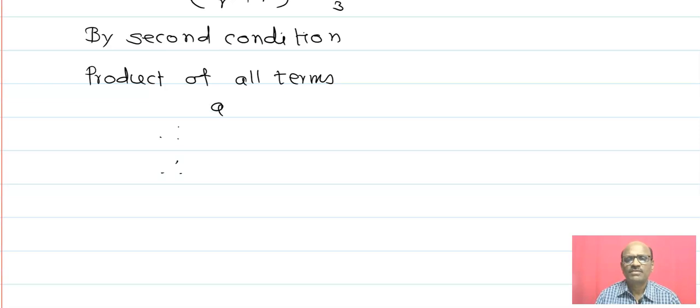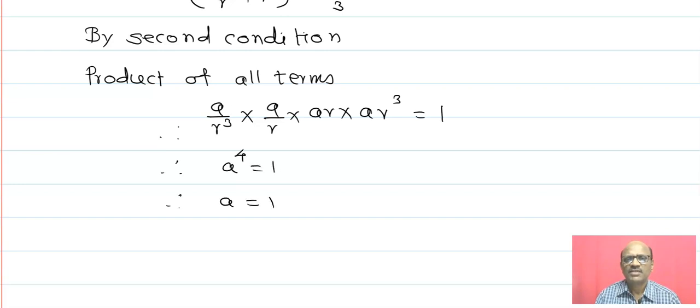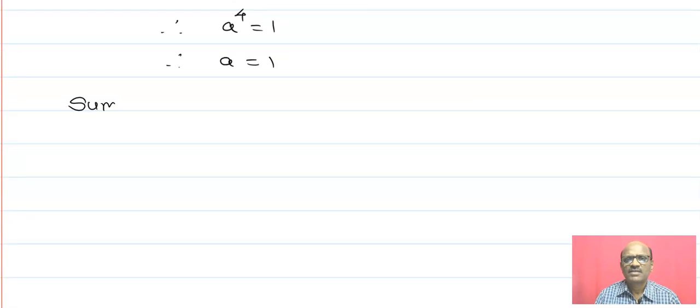Product of all terms, that is a upon r cube into a upon r, ar into ar cubed is equal to 1. Therefore, a raised to 4 is equal to 1. Therefore, a is equal to 1.